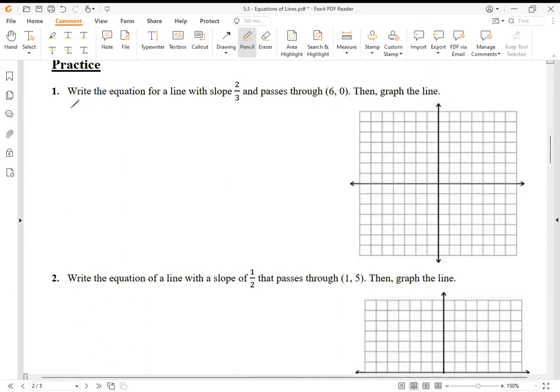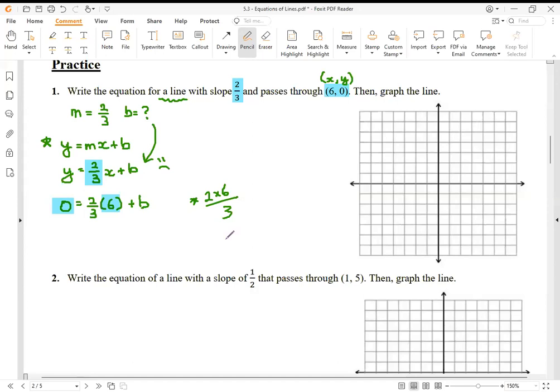So I'll just write this for you. M is equal to 2 over 3. I don't know what b is. All I know, though, is that it passes through the point (6, 0). Not (0, 6), (6, 0). See what you can make of it. I'll give you a couple minutes. I'll even pause this video.